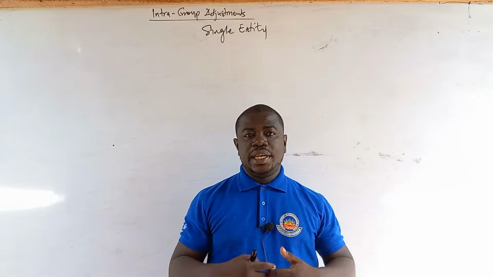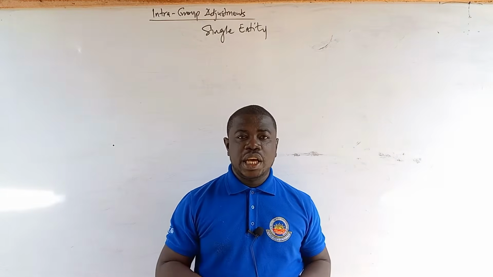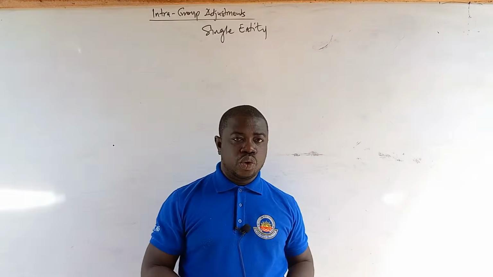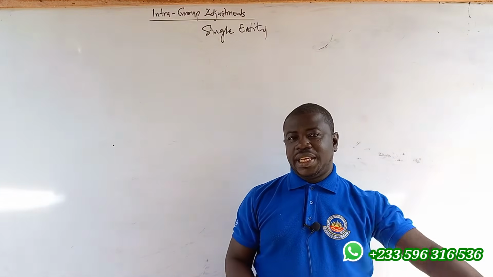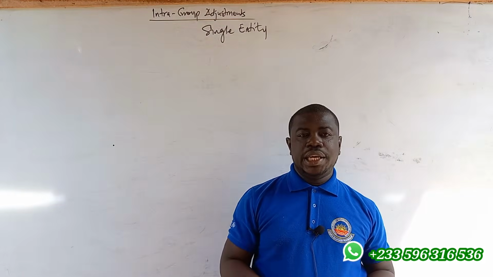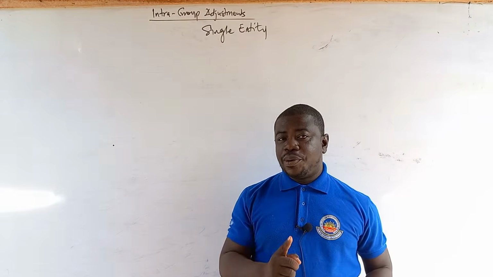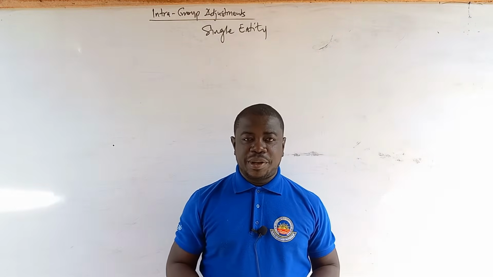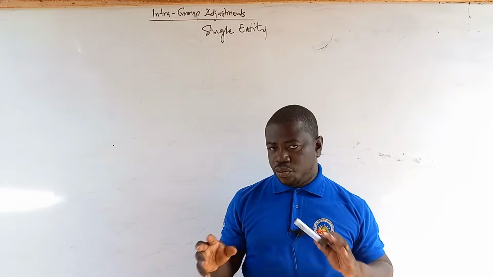In other words, there are lots of intra-group adjustments that I'm going to talk about. But what I'm trying to say is that, for example, one company cannot sell goods to another company in the same group at a profit. We don't accept that. Okay? So we need to view the group as a single entity when preparing the consolidated statement of financial position. And by doing so, we eliminate intra-group balances.